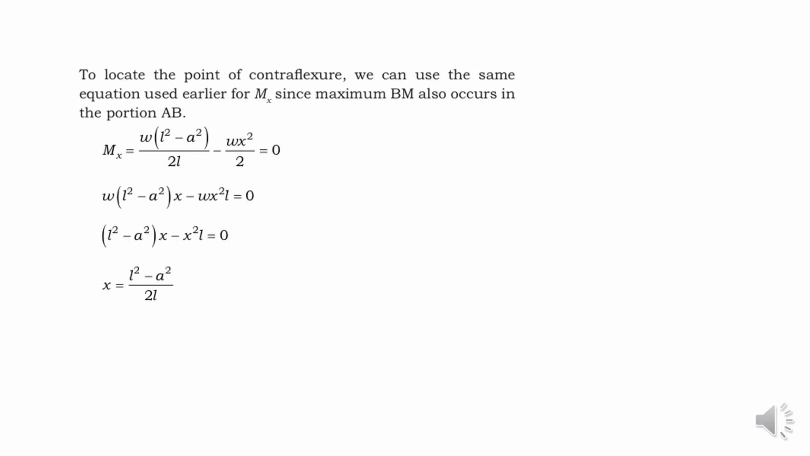And to locate the point of contraflexure, just do one thing: take the equation for bending moment and equate it to 0. So you will get the point of contraflexure H as (L square minus A square) divided by 2L from the point A.